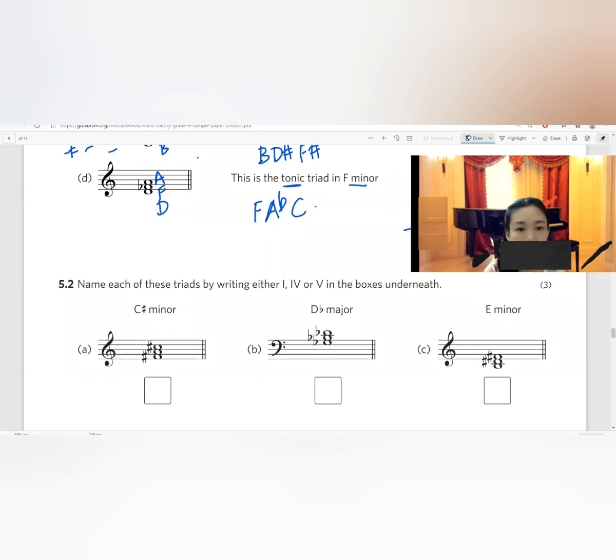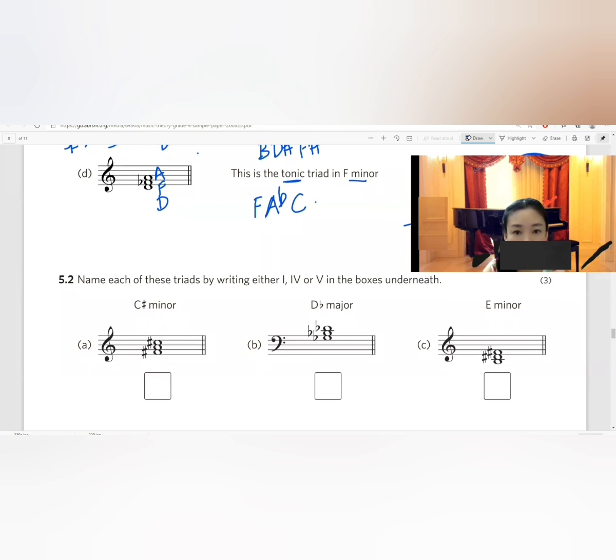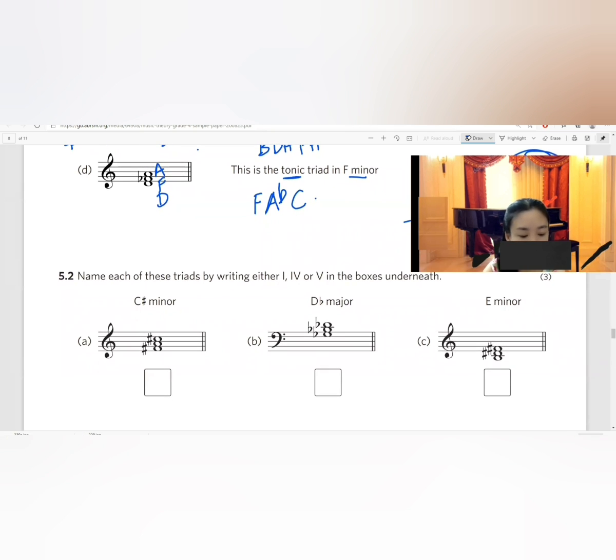Name each of these triads by writing 1, 4, or 5 in the boxes underneath. So this is C sharp minor. The lowest note is F. So in C sharp minor, C sharp, D sharp, E, F. F is the 4th note. So you can write down chord 4.